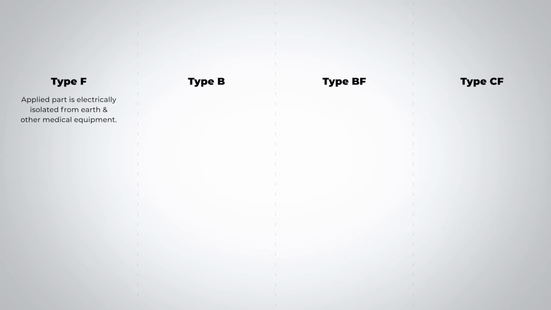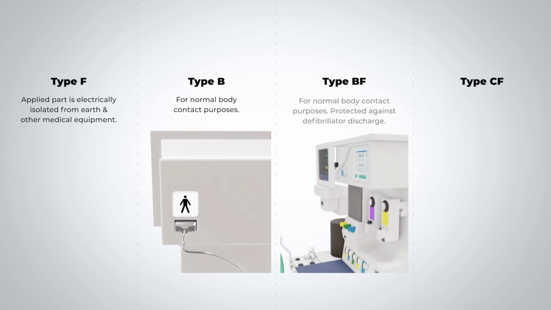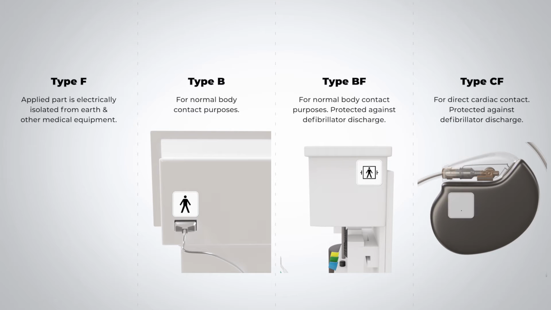On Type F, the applied part is electrically isolated from earth and other medical equipment. Type B is for normal body contact purposes. Type BF is also for normal body contact purposes and is protected against defibrillator discharge. Type CF is for direct cardiac contact and protected against defibrillator discharge.